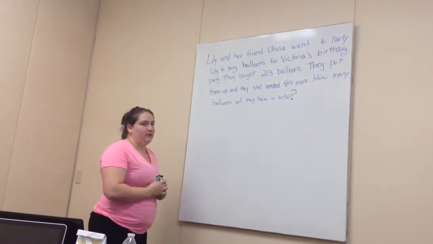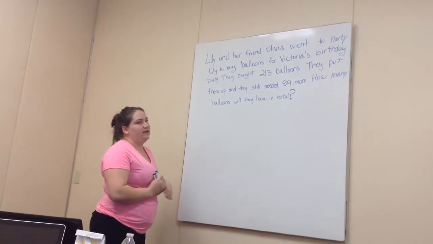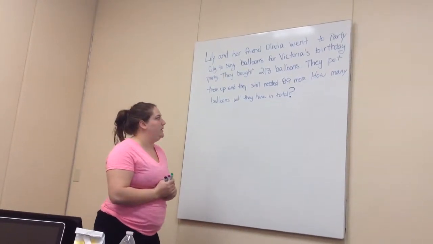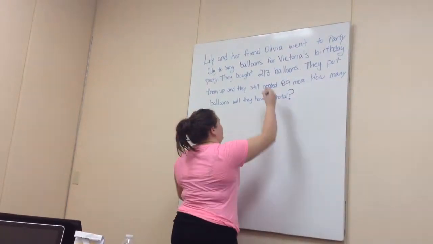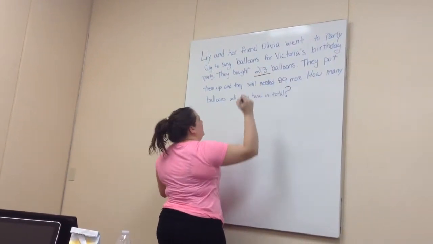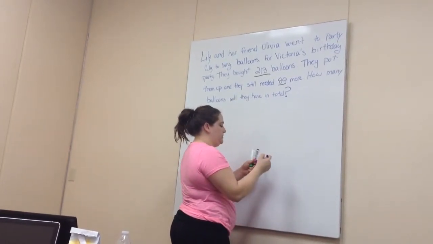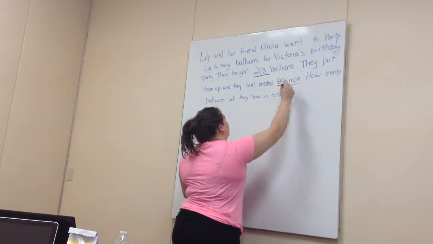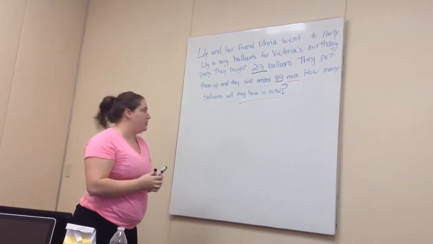This is a problem that I would do with my second grade class, so we are going to underline the important information, that way we have it in order to solve the problem. So we're going to take the 213 and 89. What tells us what we need to do is "more" and "how many they have in total." So that's going to tell us that it's an addition problem.